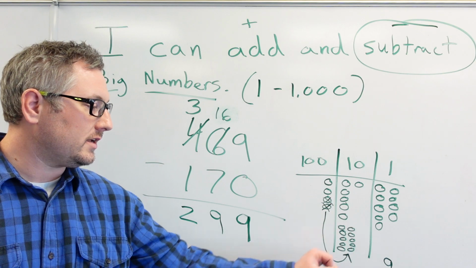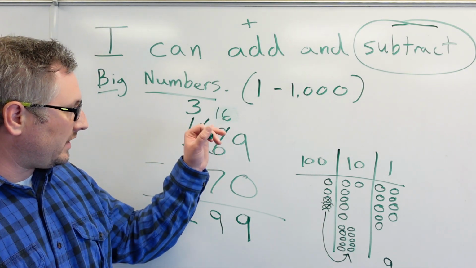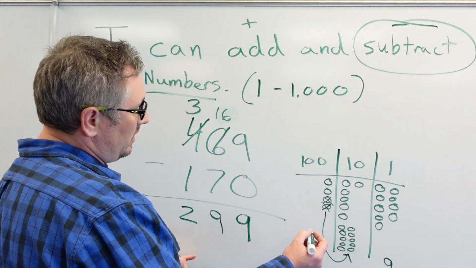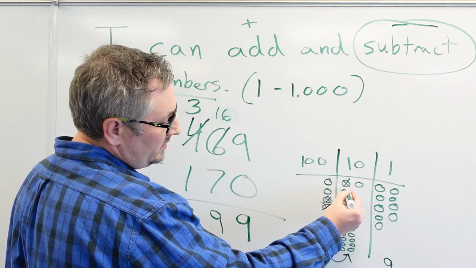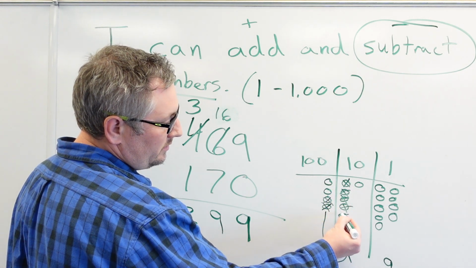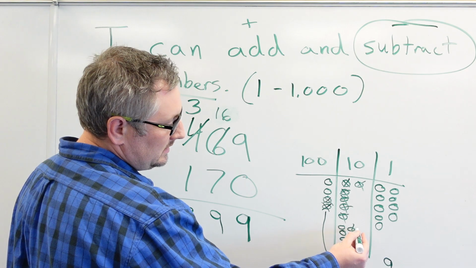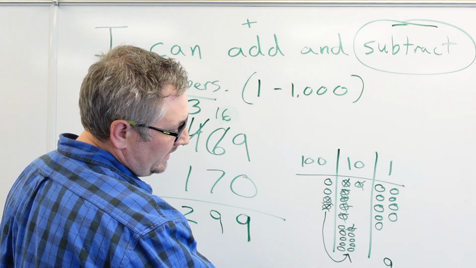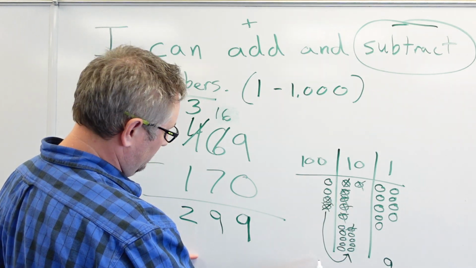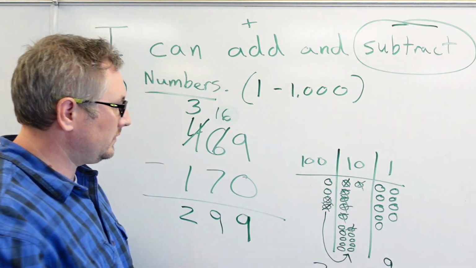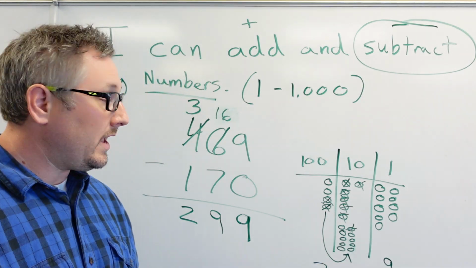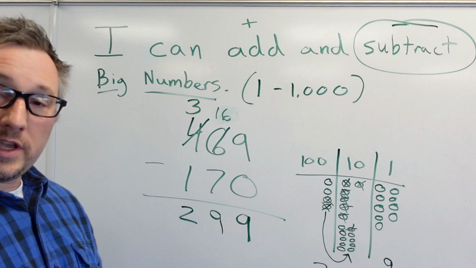I actually forgot to cross out some of these tens over here. So if I have 16 total and I cross out 7, 1, 2, 3, 4, 5, 6, 7, I can see that I have 9 and I have 2 hundreds left. 299. And it's always good to check your work.